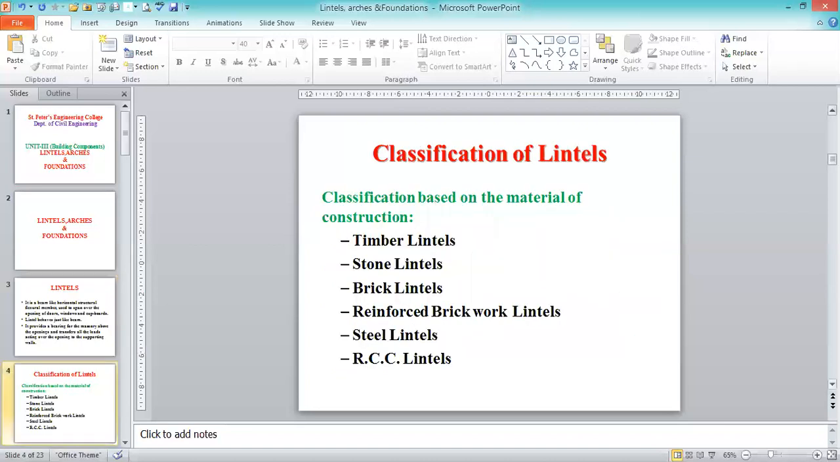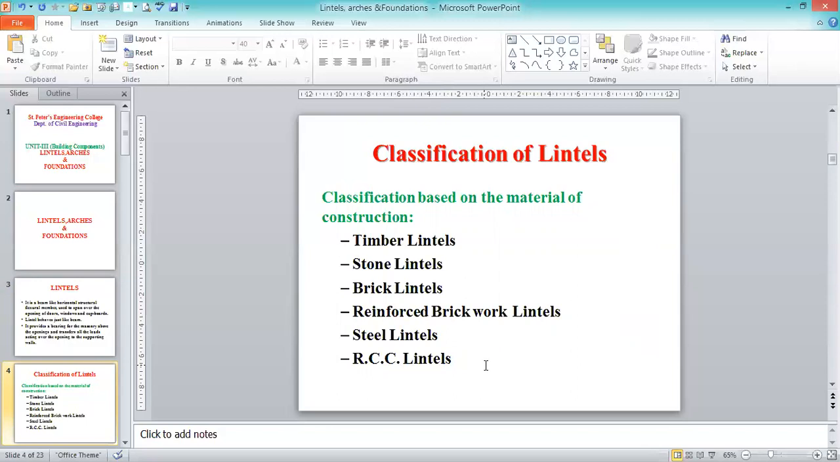Then the classification of lintels is based upon the material of construction, that is, which material we are going to use. Based on that we classify the lintels, considering the abundance or availability of the materials: timber or wooden lintels, stone lintels, brick lintels, reinforced brick lintels, steel lintels, and RCC lintels.